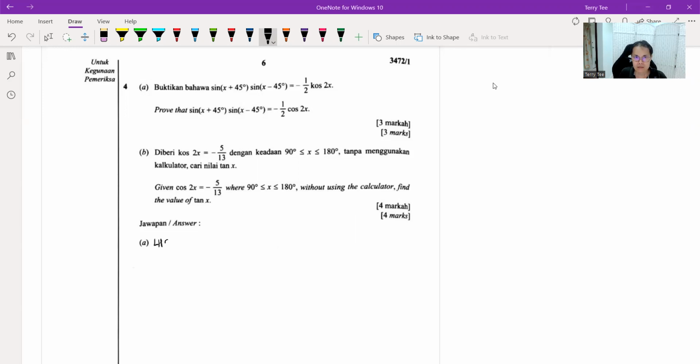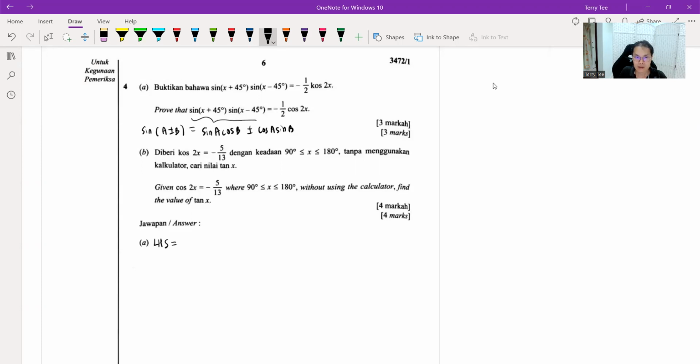When it comes to proving, we start from the side that's more complicated and move towards the simpler one. In this case, the left-hand side looks a bit more complicated. So we have to use what we call the addition formula. Now, remember, the formula for sine A plus minus B, and in fact this formula is given, is sine A cos B plus minus cos A sine B.